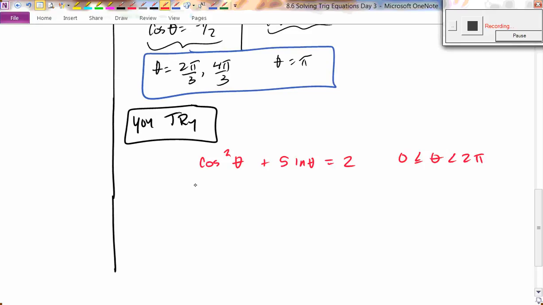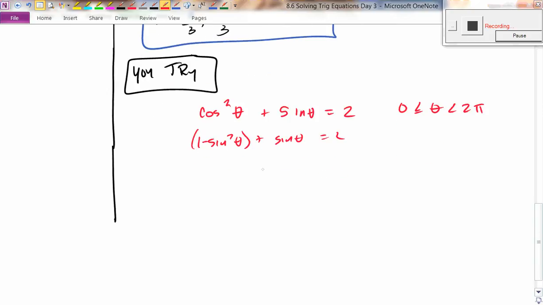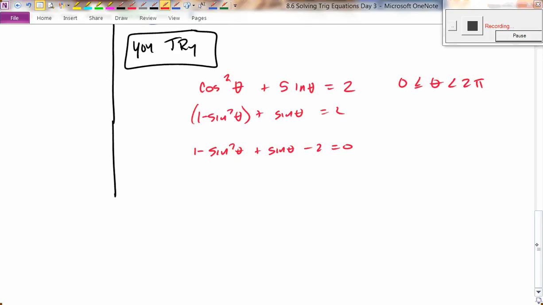So Ivan says to change this to 1 minus sine squared theta plus sine theta equals 2. Is that a good step? Yep. Okay, then what did you do? Well, then I brought everything to the left side. So 1 minus sine squared theta plus sine theta minus 2 equals 0? Yep. Then you can combine like terms with the 1 and the negative 2. 1 minus 2 is negative 1, right? Equals 0. Alright, then what?